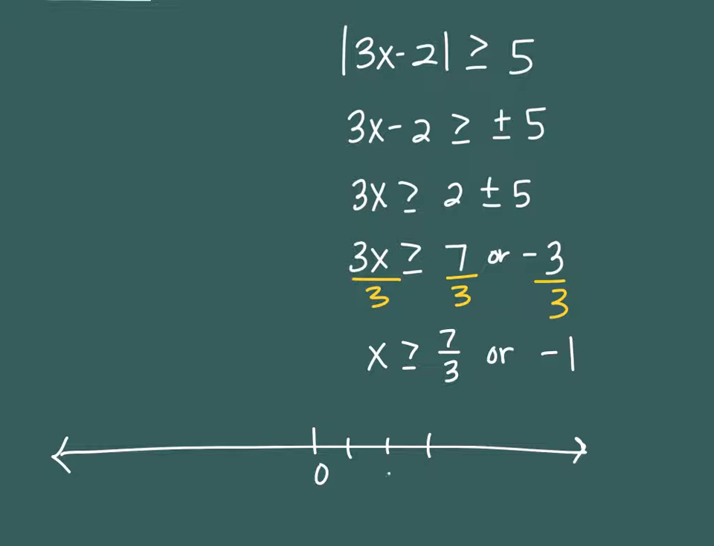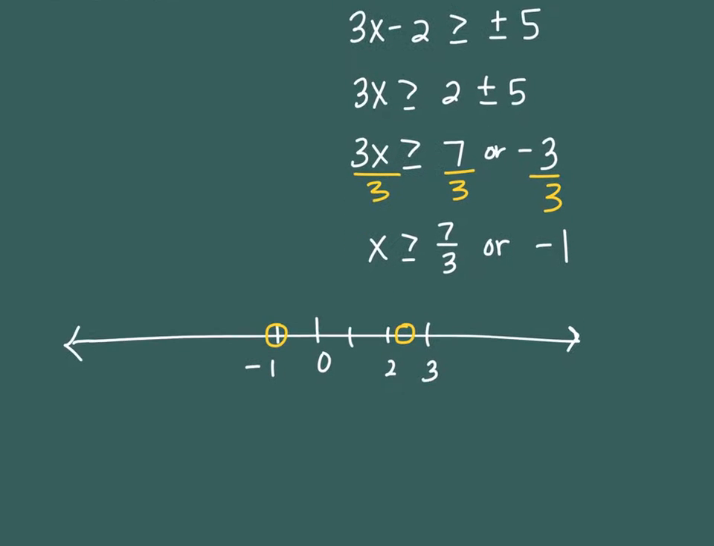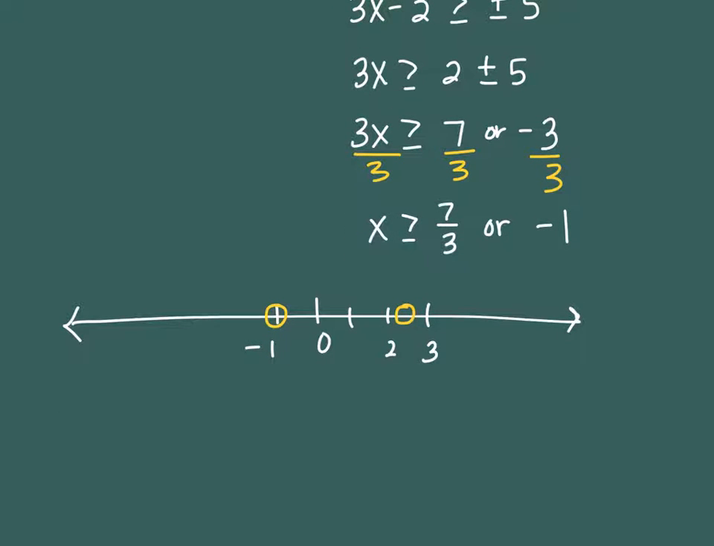7/3 is between 2 and 3. It's right here, approximately, and negative 1. Now we have to look at our shading. Because this is an equal to, I need to fill both of them in. Because it's greater, you shade one to the greater end, but you shade one to the opposite side as well.